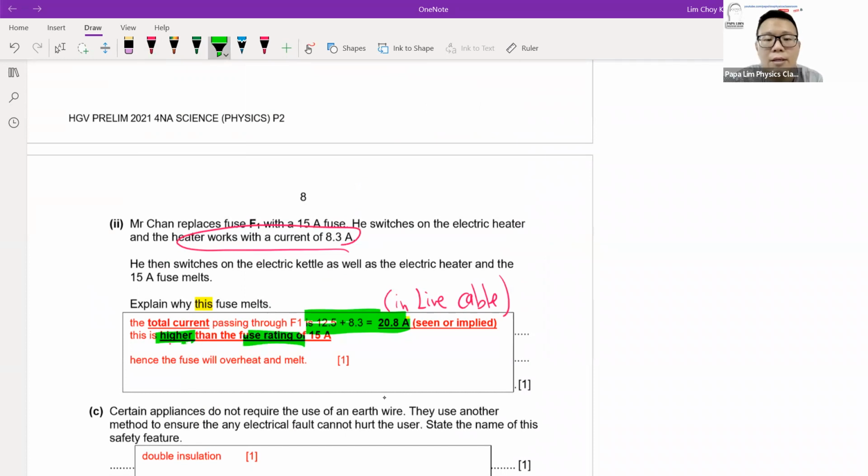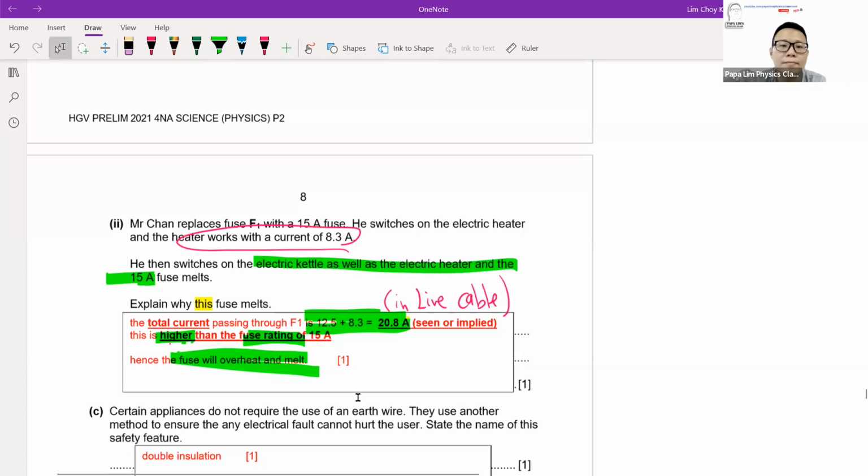Okay, look at the keyword, higher than fuse rating, and because of that, my fuse will melt and it will overheat. Okay, remember for fuse there is a rating, and the question says the rating is 15 amp. So if your current is 15 and above, the fuse will melt straight away, and your circuit will be disconnected. Okay, and the whole circuit will not be functioning. And that is why I know that the fuse will melt.